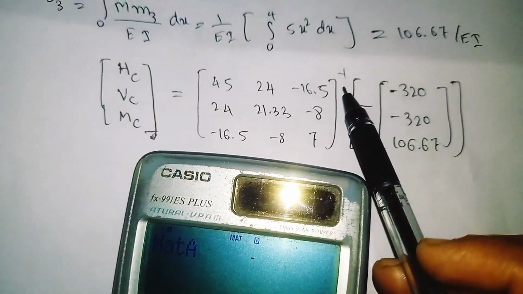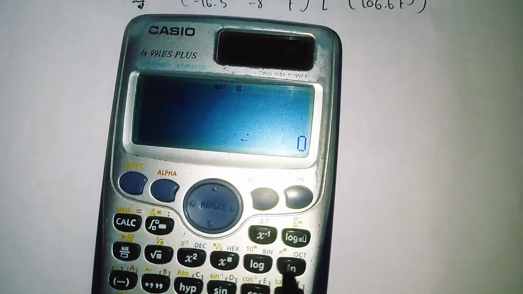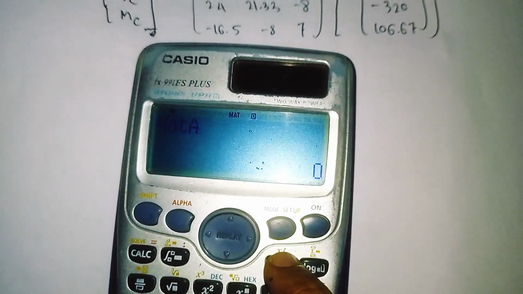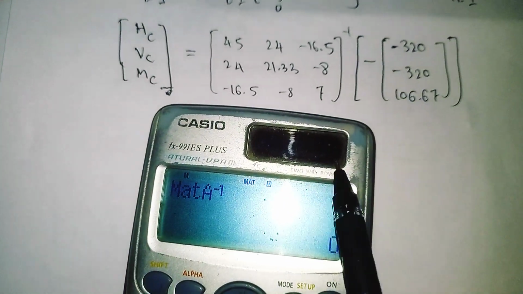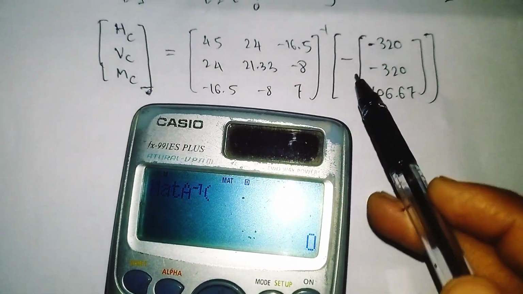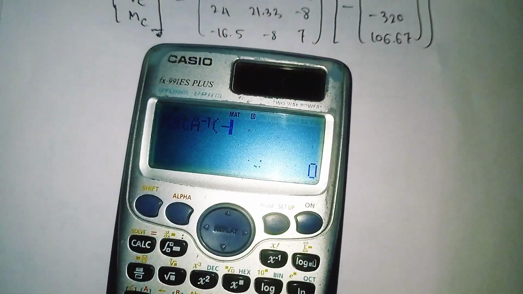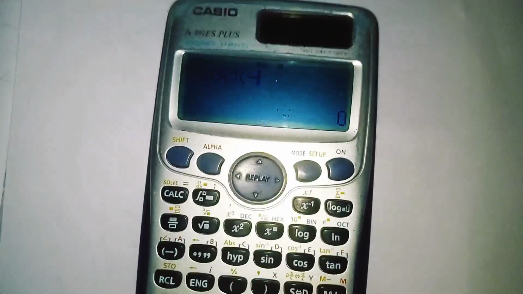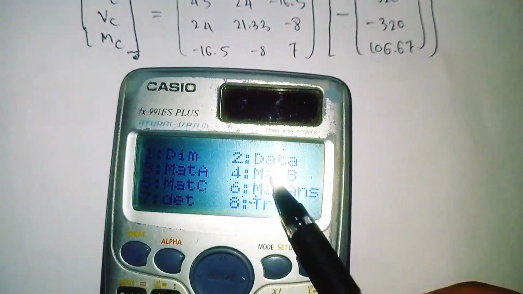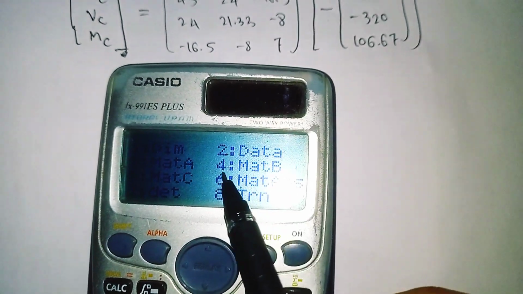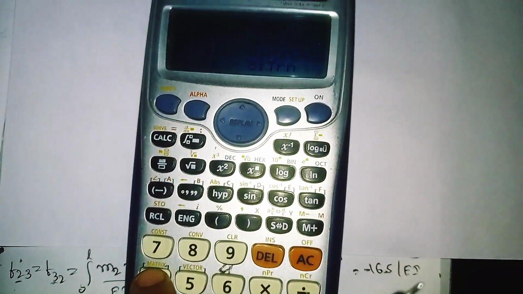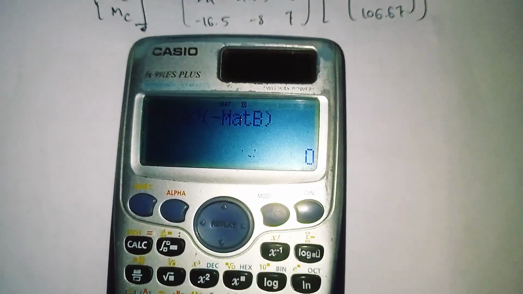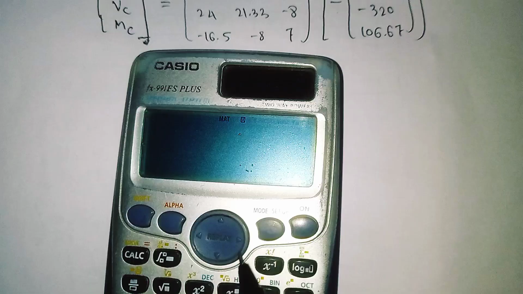So here we need to do the inverse of it. For inverse we have that symbol, so we need to press inverse. It came again, and bracket into minus of matrix B. So for minus of matrix B, go to shift and number 4. Here you can see the matrix B is at number 4, press 4. So matrix B came, so close the bracket.